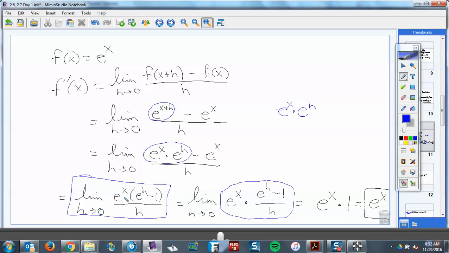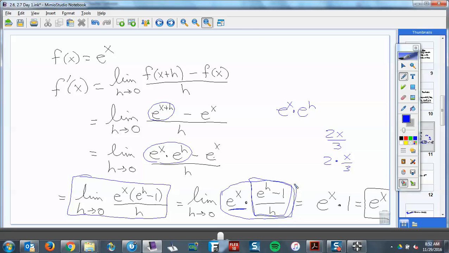As h approaches 0, it's kind of like having 2x over 3. I could write that as 2 times x over 3. You see what I mean? I can just bring that 2 here. So e to the x, I can just bring out in front here, and then e to the h minus 1 over h. So now, as h approaches 0, again, this is going to be unaffected. But this is the thing I've got to look at.